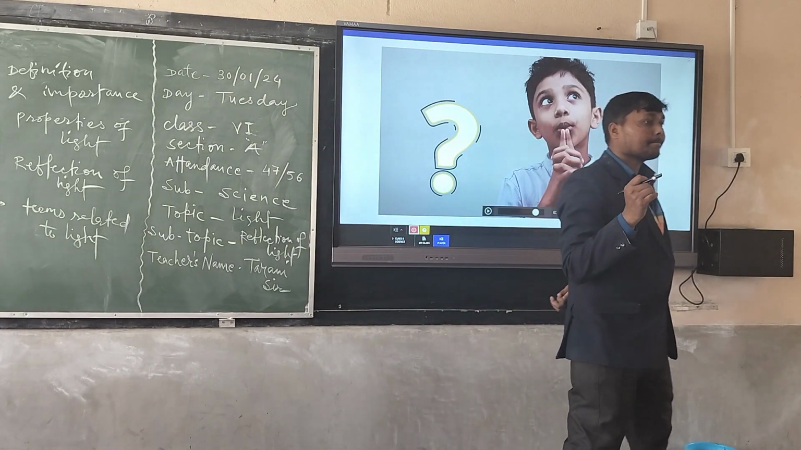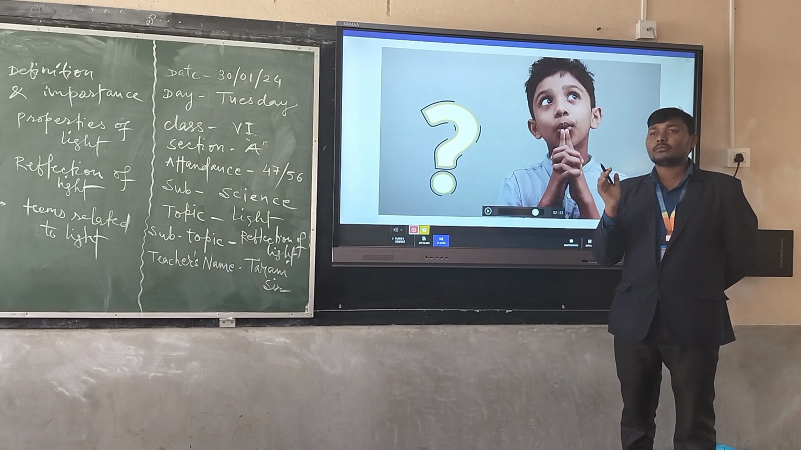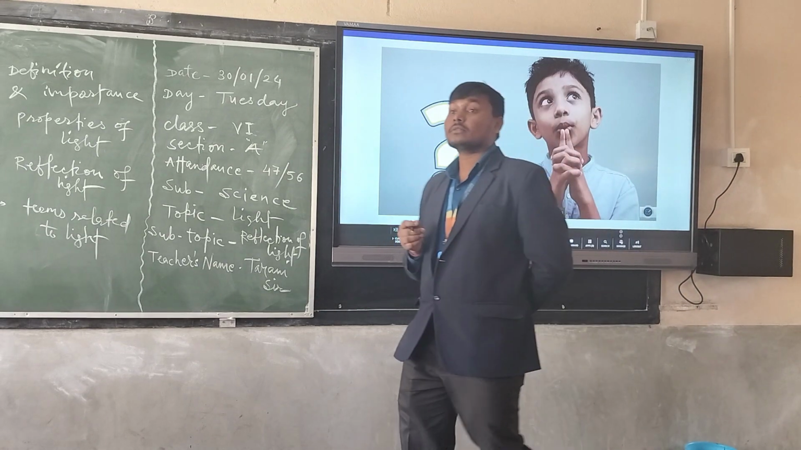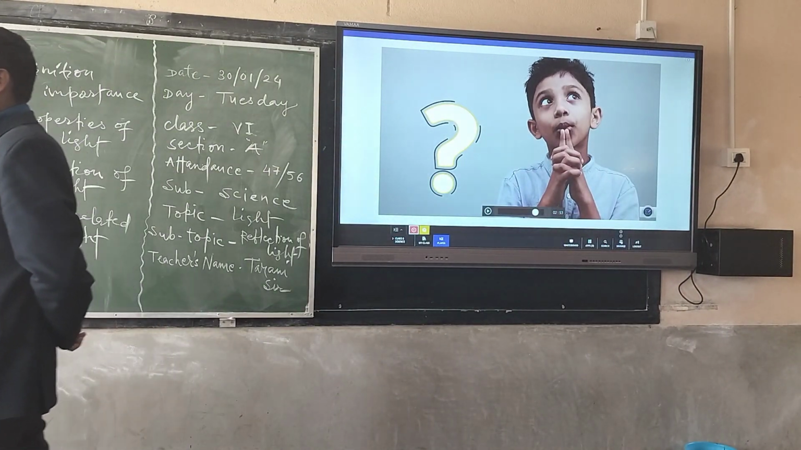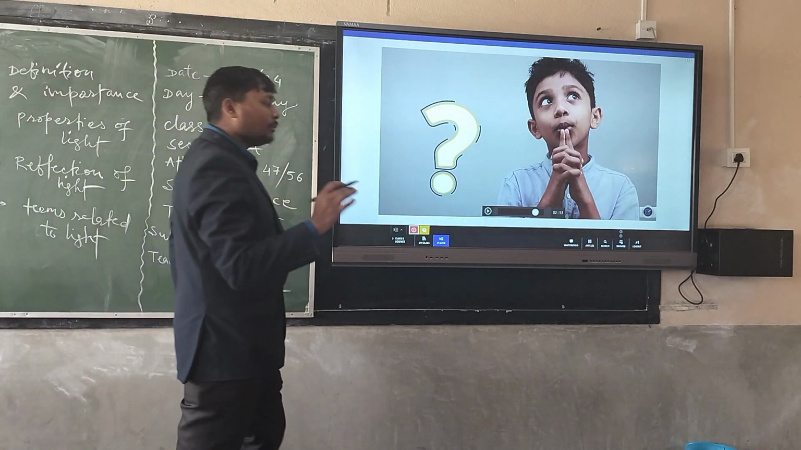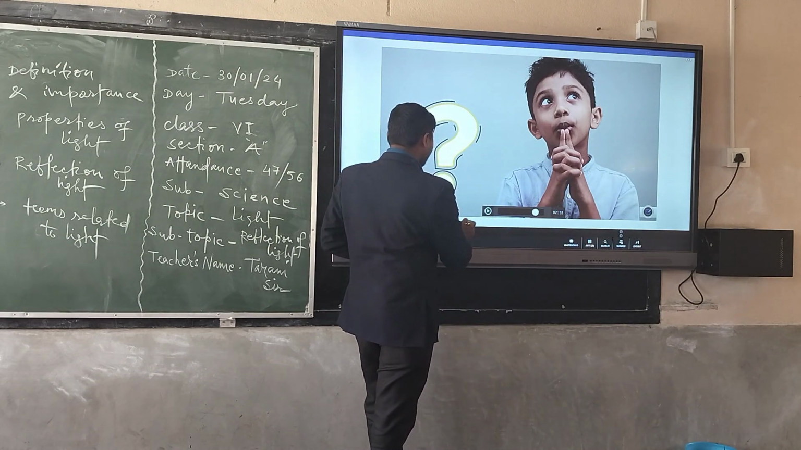Yes. Firefly. Yes. And some man-made sources of light: torch, tube light, candle. These are sources of light, but they are made by man. So, artificial sources of light.